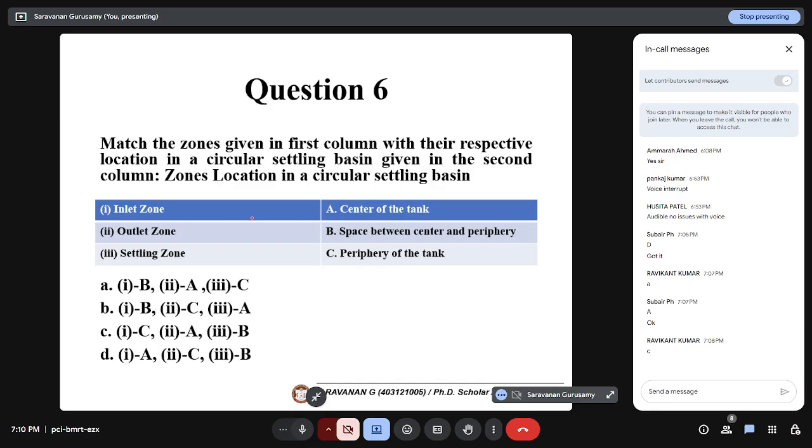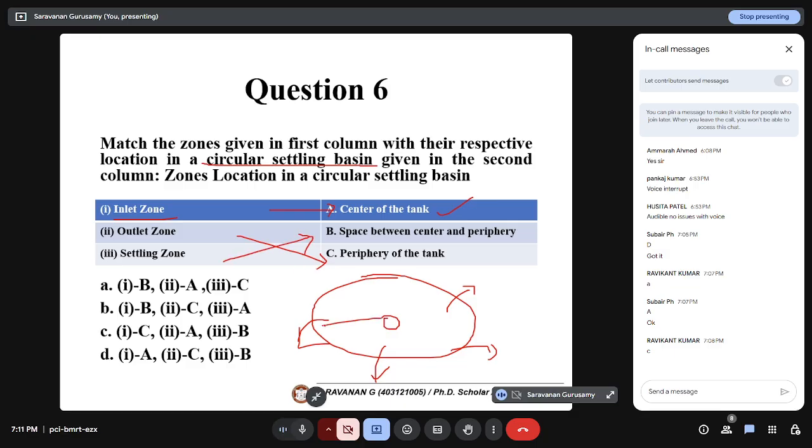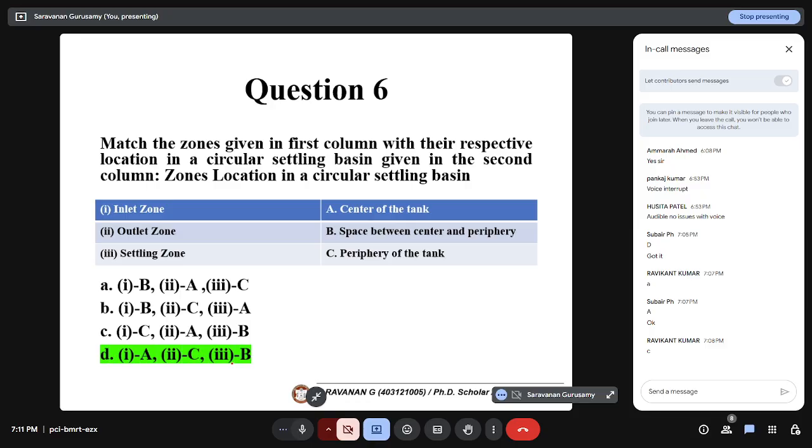Match this for a circular settling tank, they are asking. Match the first column with the respective location in the circular tank. Inlet zone: for circular, the inlet will be at the center of the tank. Outlet at the periphery of the tank, right? Water will come out at the periphery. So this one is C. Settling zone: the space between the center and the periphery is my settling zone. Before moving from here to here, the particles will settle, right? So A, C, B. D is correct. You got it?